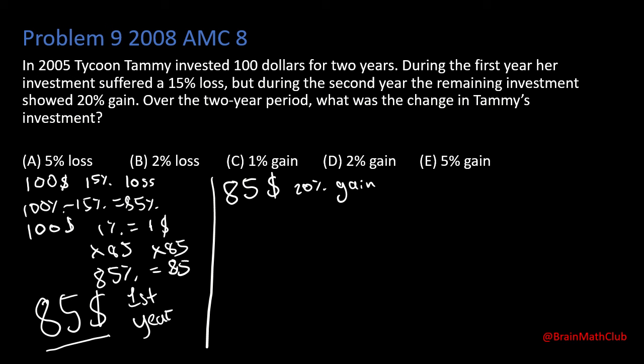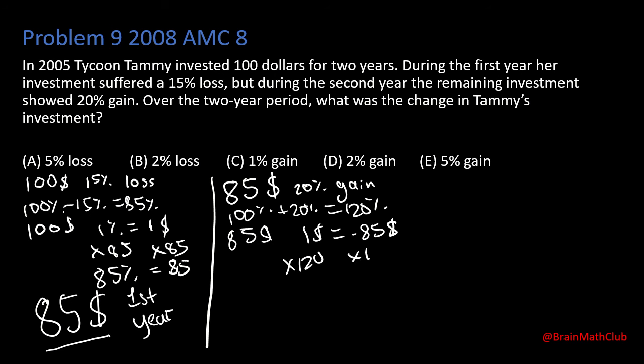And now we can use the same method. $85 is now 100% of what Tycoon Tammy has. Now we need a 20% gain, so plus 20%. Because it's plus this time, because it's a gain, it equals 120%. Now we need to find 120%. So I would use the same method. First, I would take $85, and then I would find 1% of that. 1% would equal $0.85. Now I would multiply it by 120 because we need 120%.